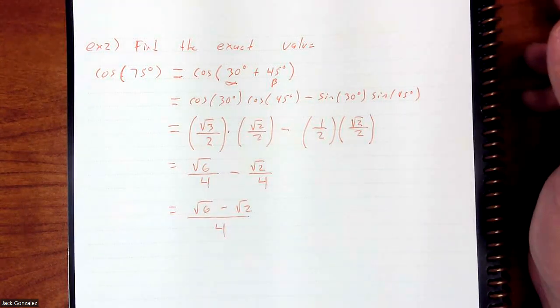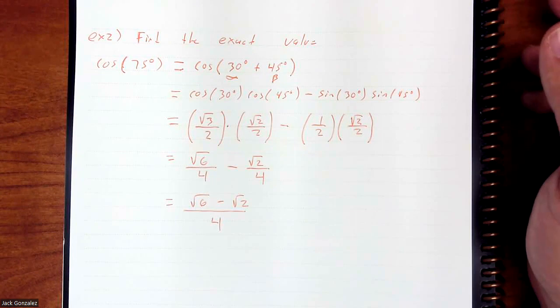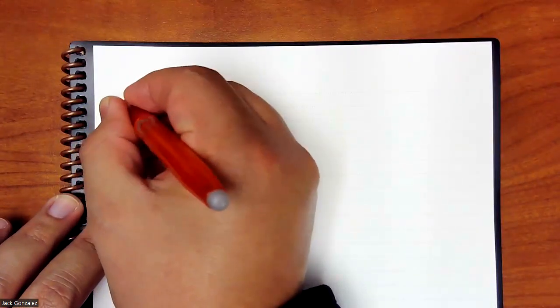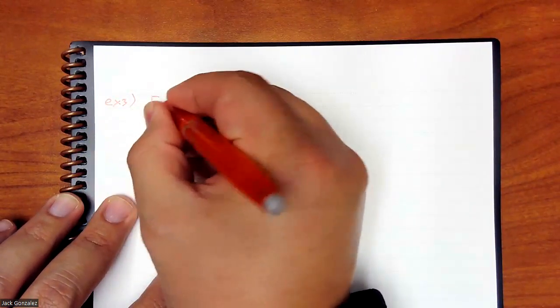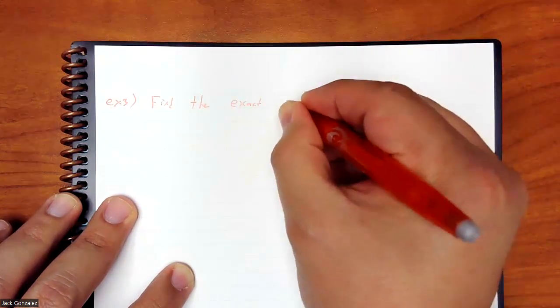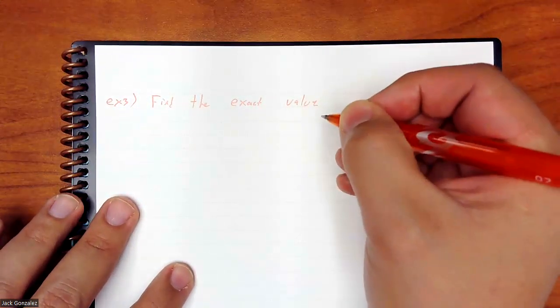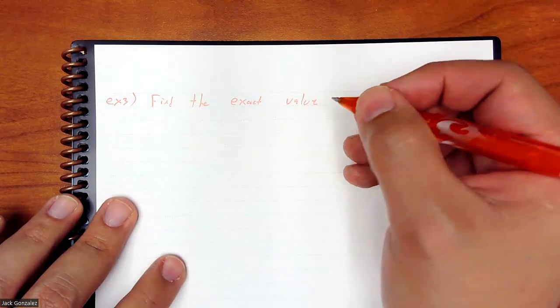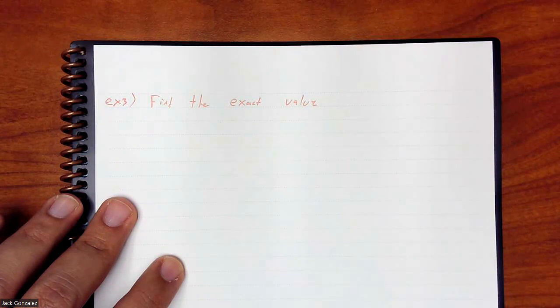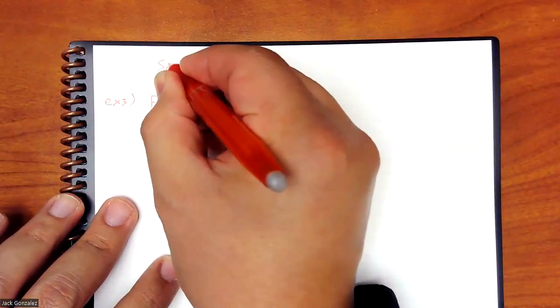Example 3 is a little harder. Yes, you're cool with number 2? Good. So this one is a little weird. Find the exact value. We're going to use these formulas right here. I should have written them earlier, but that's okay.